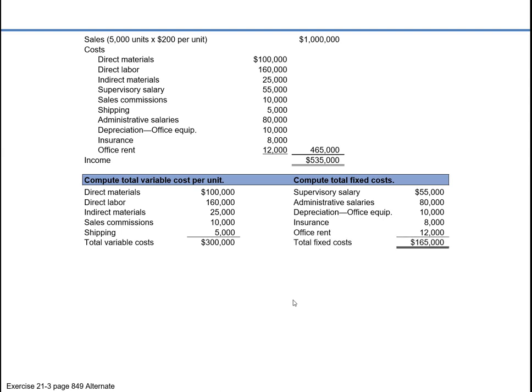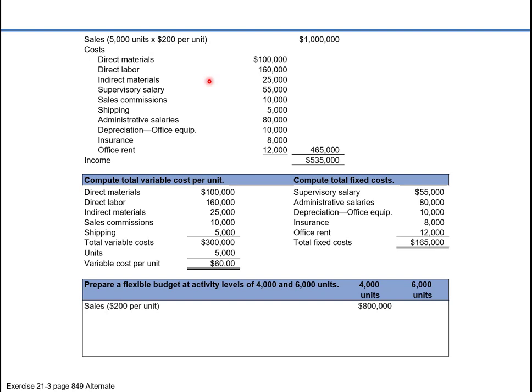We will get totals here. The total fixed cost will be $165,000 and the total variable cost will be $300,000, and we can divide by 5,000 units to get a cost per unit. The total variable cost per unit is 60. This shows us what our costs will be if we sell 4,000 and also if we sell 6,000 units.